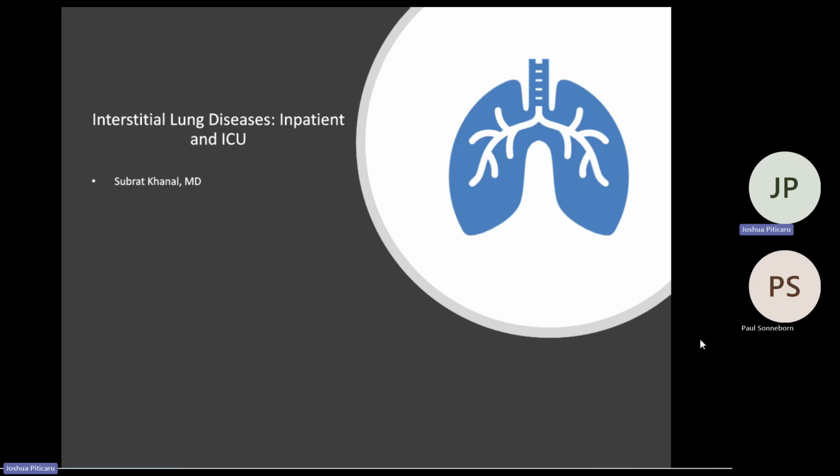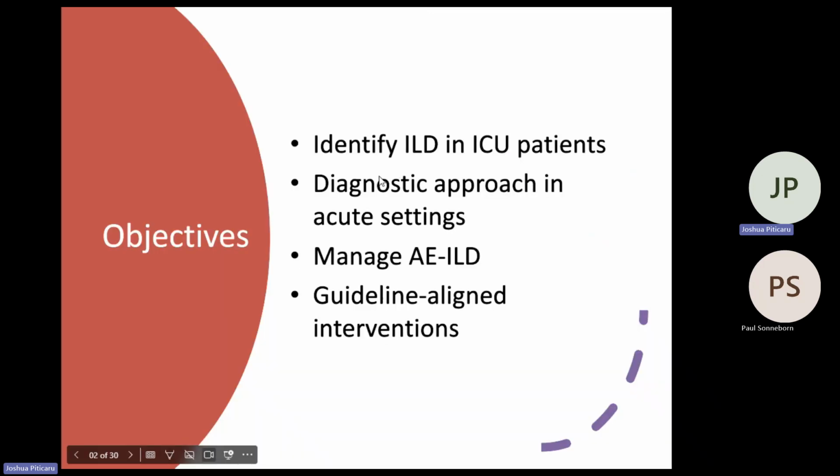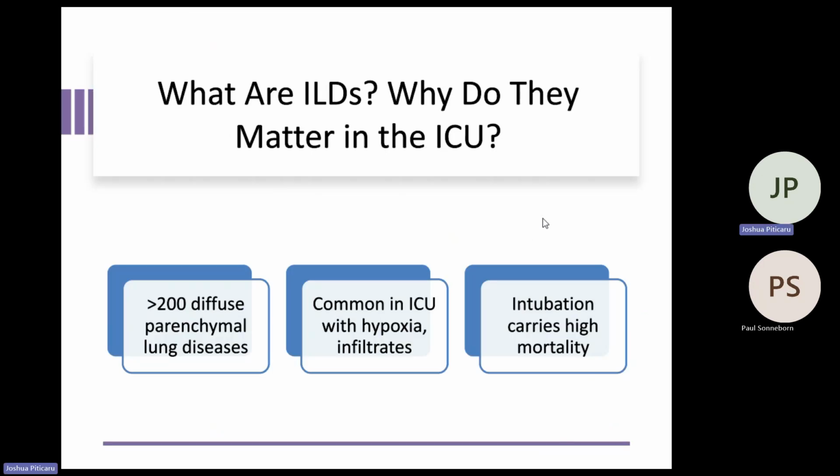Okay, so this is just a primer for what to do in the inpatient and ICU setting. This is not going to be a comprehensive, confusing and exhausting review. So just the inpatient aspects of ILD or diffuse parenchymal lung disease. So objectives are just to identify them, how to approach them, and manage the acute exacerbations with some guideline-aligned interventions, as you can hear. All right, so what are ILDs and why do they matter here?